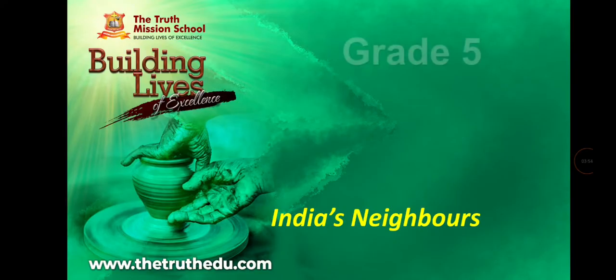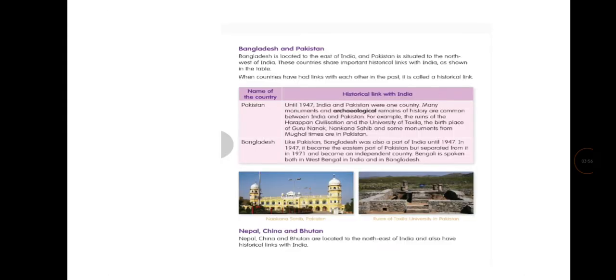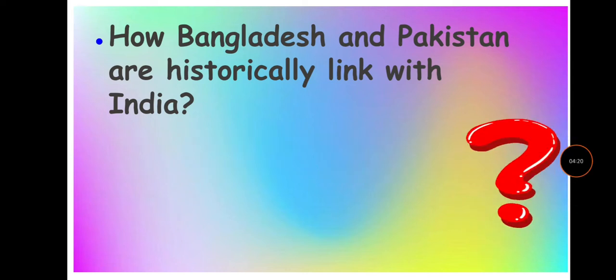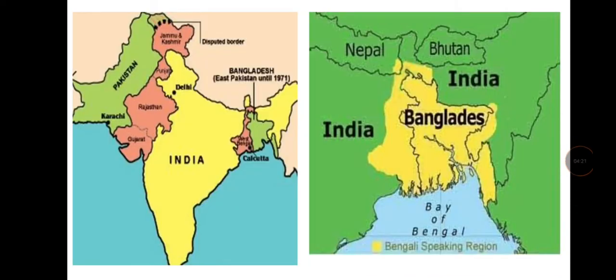Now next questions. Question: how Bangladesh and Pakistan are historically linked with India. So, how are they historically linked with India and where is Bangladesh located? Bangladesh is located to the east of India and Pakistan is situated to the northwest of India. And how are they linked with India?